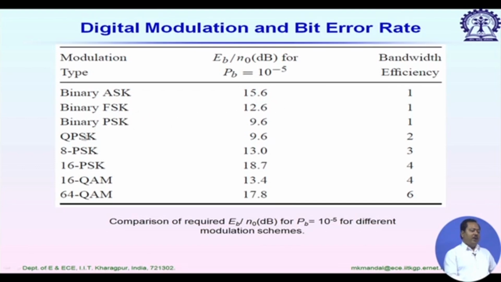So, binary PSK and QPSK, these two, among all these, need a minimum SNR of 9.6 dB. If we go for a higher order modulation scheme, again the required Eb/N0 increases, then why should we go for a higher order modulation scheme? Because in that case the effective bandwidth, or bandwidth efficiency, we can say, can be increased.